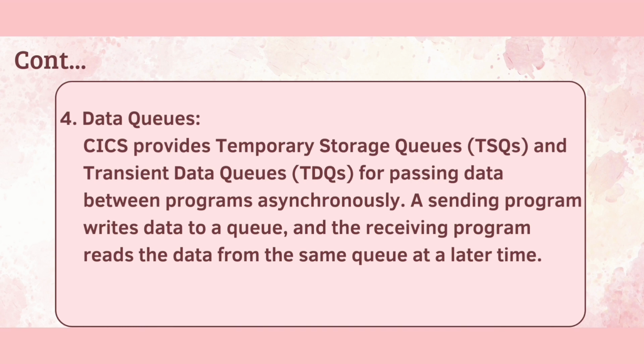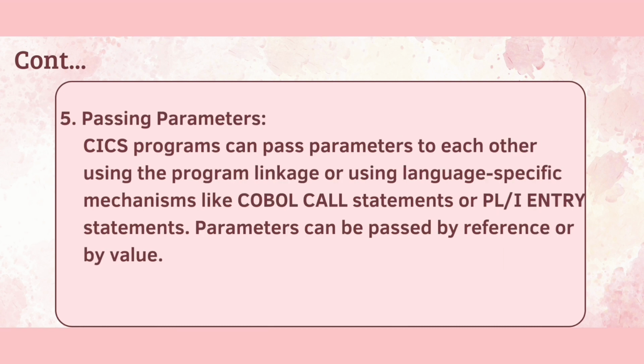Next comes data queues. CICS provides temporary storage queues, that is TS queues, and transient data queues, that is TD queues, for passing data between programs asynchronously. A sending program writes data to a queue and the receiving program reads the data from the same queue at a later time.